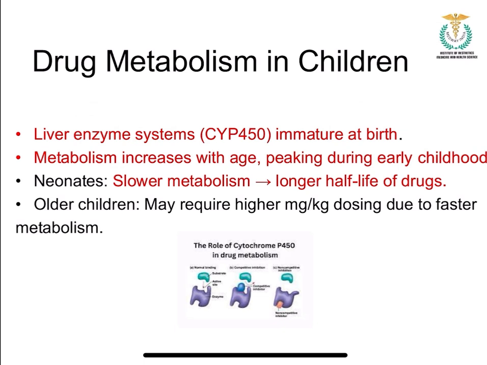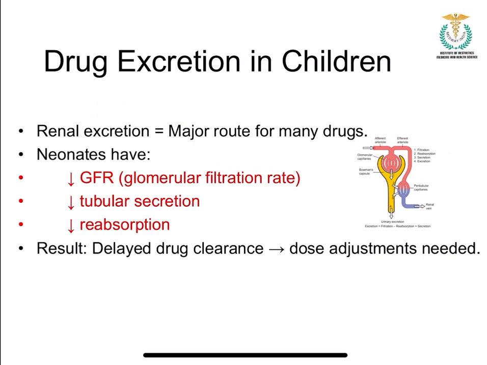So in your neonates, you will see that the same drug has a much lesser mg per kg. Why? Because the metabolism per se is slower. So if somebody asks you, mention 3 points why neonate dosing is lesser, what will you say? You will say that the liver enzyme systems are immature at birth, metabolism is slower at birth, and that causes a longer half-life of the drugs. Also, the body water content in newborns is much higher, so that also affects the lipid solubility of the drug.